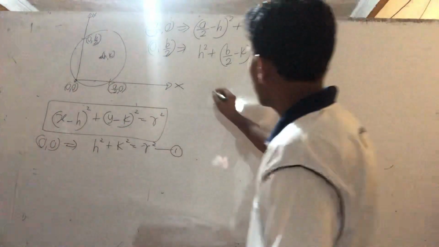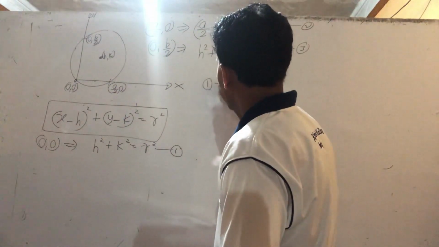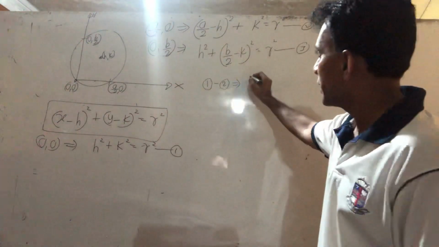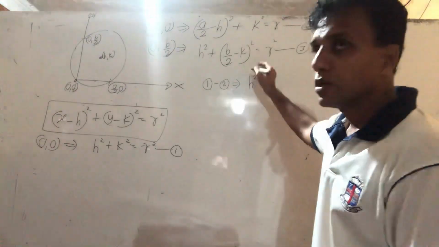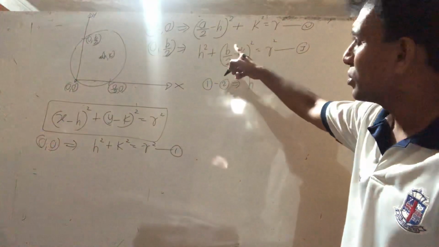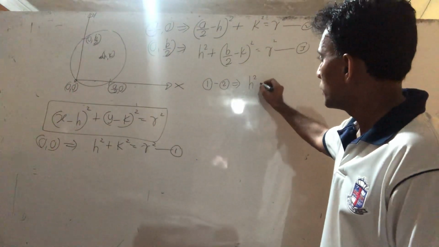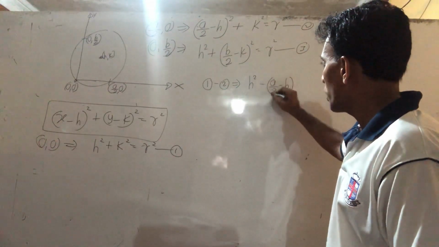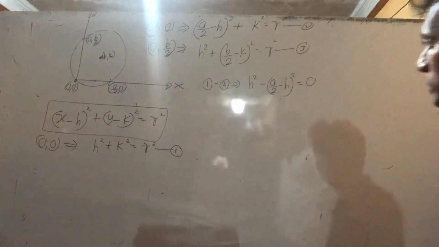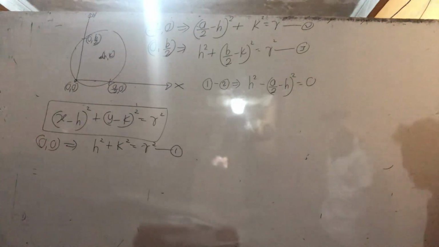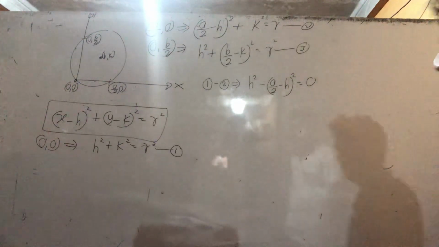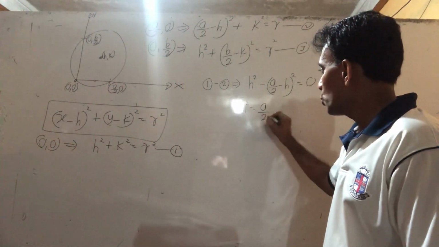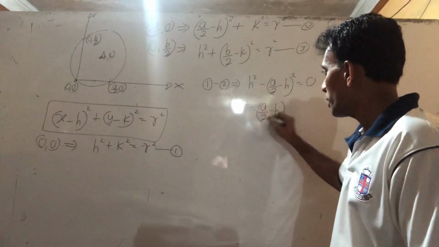Can I subtract 1 and 2? See, 1 minus 2, what happened? R cancels. So you can equate; k also cancels. Subtract 2 from 1: h square, k cancel, minus (a by 2 minus h) all things square equal to 0. Check that. Is it 0? h square minus (a by 2 minus h) square is 0. Therefore, h square equal (a by 2 minus h) all things square.